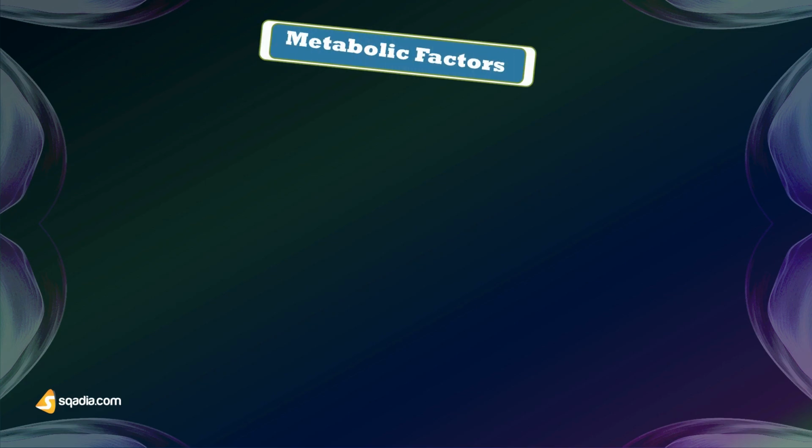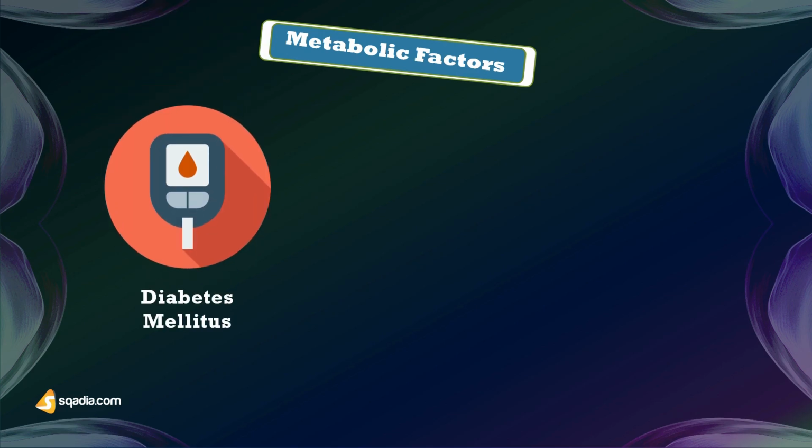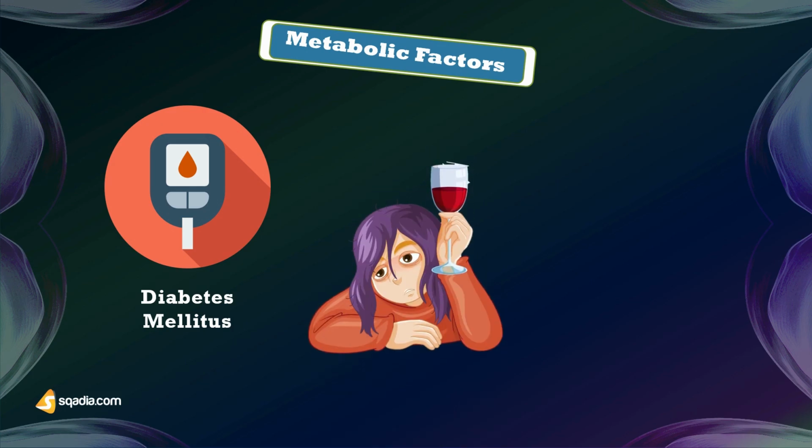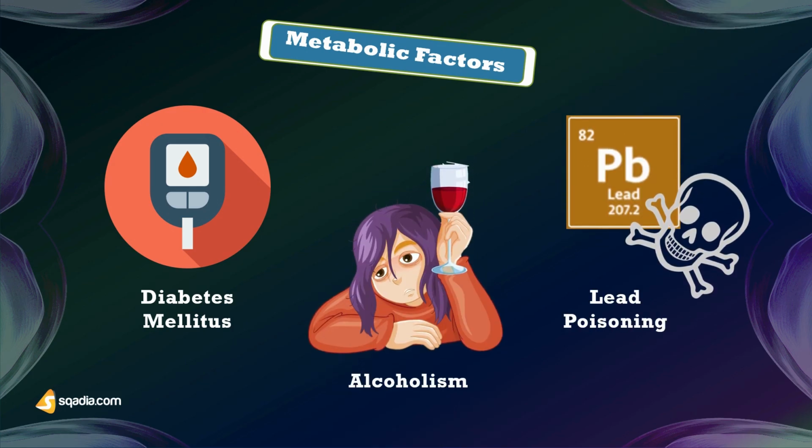Metabolic factors enter the stage, bringing their own twist to the tale. Diabetes mellitus, alcoholism, and even lead poisoning have a part to play. These are examples of what disrupts the normal metabolism of the body. They contribute to the development of Meralgia Paresthetica, adding a layer of complexity to our understanding.